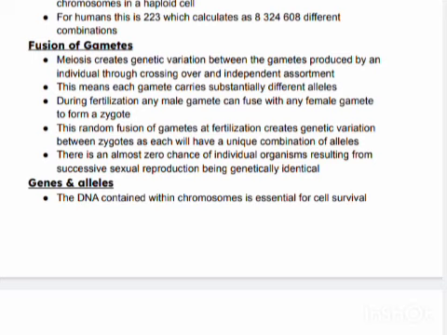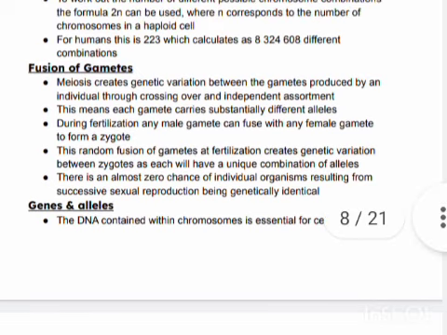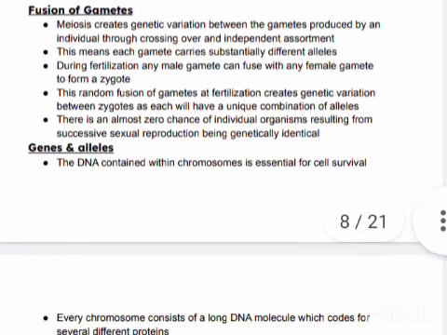During fertilization, any male gamete can fuse with any female gamete to form a zygote. This fusion of gametes at fertilization creates genetic variation between zygotes, as each will have a unique combination of alleles. There is almost zero chance of individual organisms resulting from successive sexual reproduction being genetically identical, because we just looked at the different combinations that can be made.